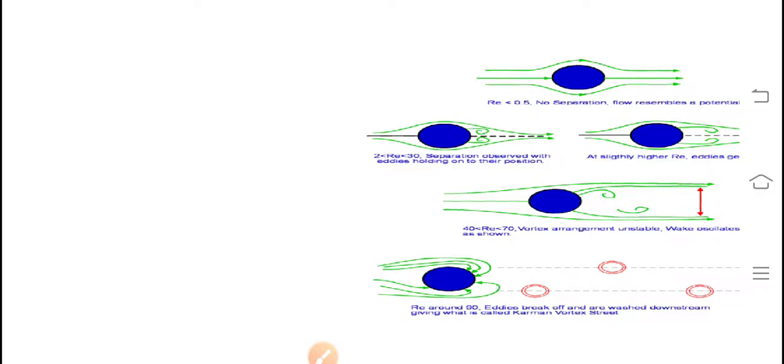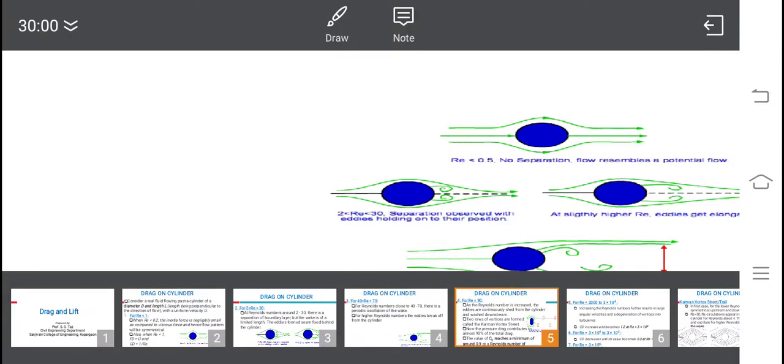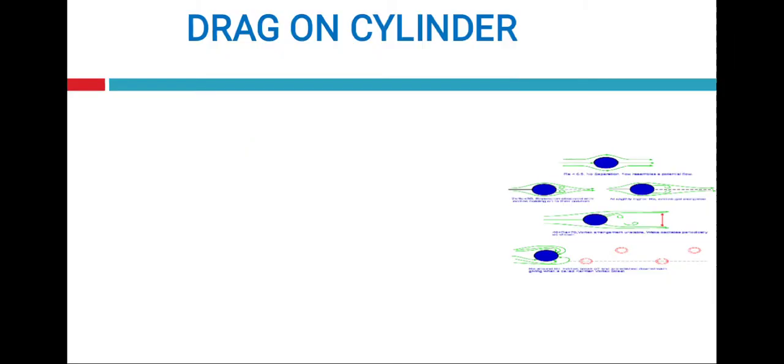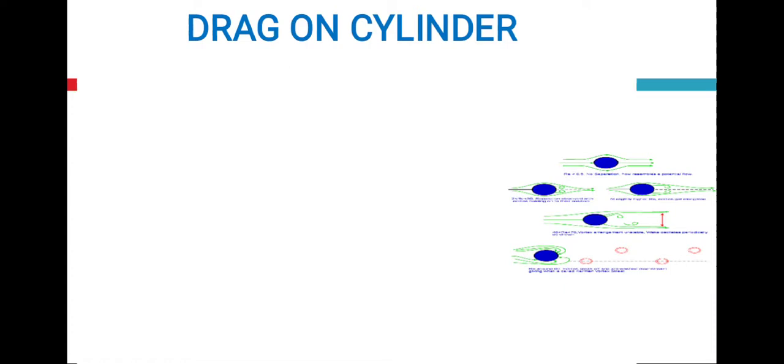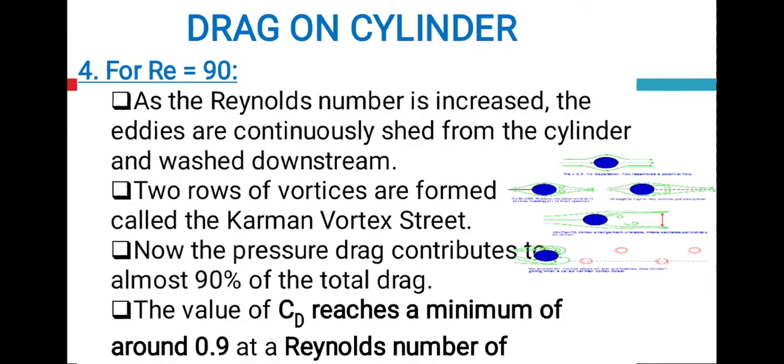There could be two configurations. One configuration is symmetrical, and the other one is unsymmetrical. Next slide.